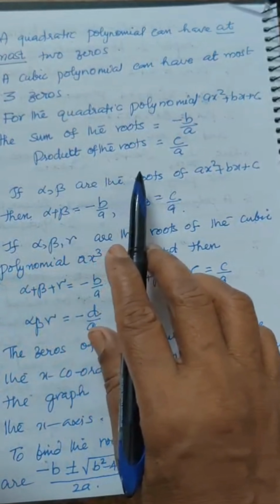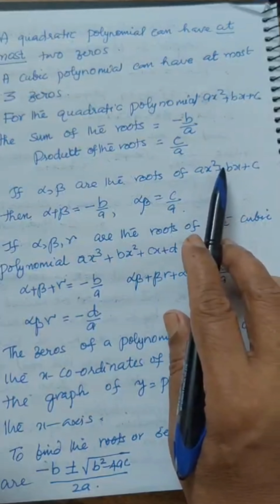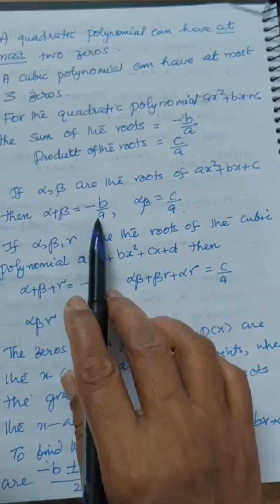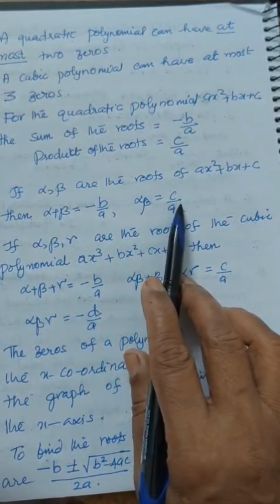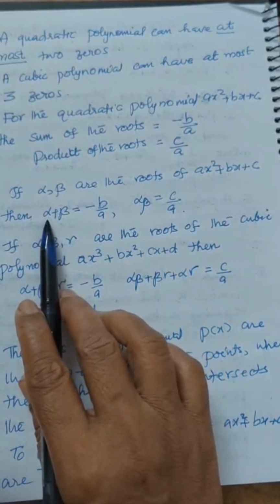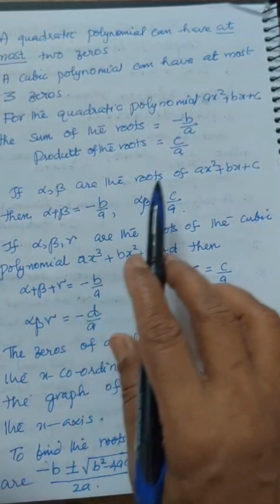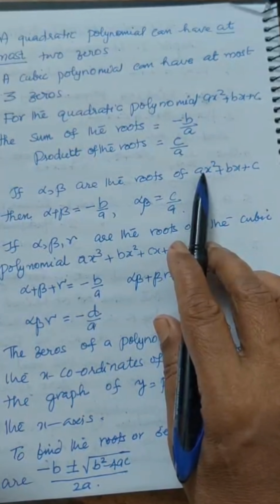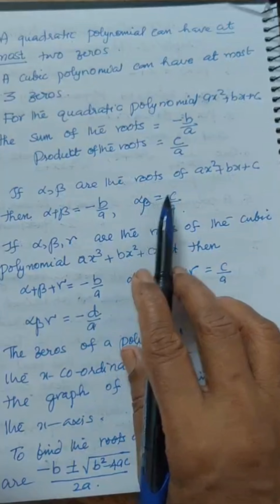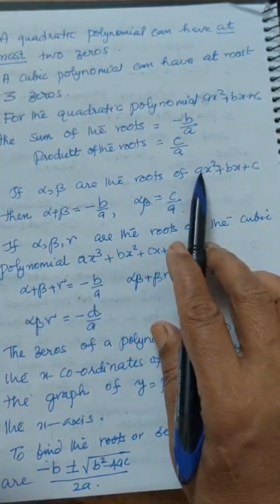Now symbolically, if alpha, beta are the roots of ax square plus bx plus c, then alpha plus beta is equal to minus b by a and alpha beta equal to c by a. That is, the sum taken 1 at a time equals minus of the coefficient of x by the coefficient of x square, and the sum taken 2 at a time, that is alpha beta, equals the constant term divided by the coefficient of x square.